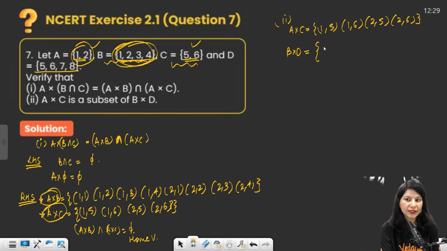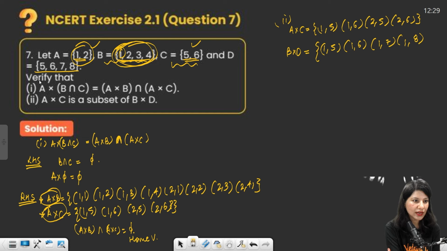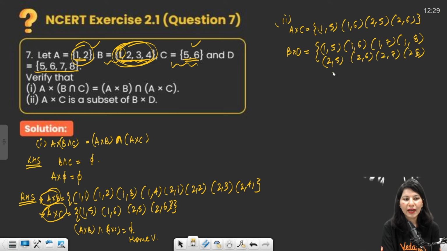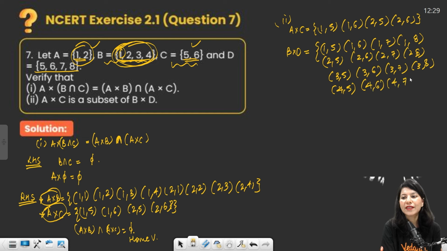Now in B cross D: (1,5), (1,6), (1,7), (1,8). Correct? This is B cross D. Now again, (2,5), (2,6), (2,7), (2,8). And the same goes with (3,5), (3,6), (3,7), (3,8), and (4,5), (4,6), (4,7), (4,8).